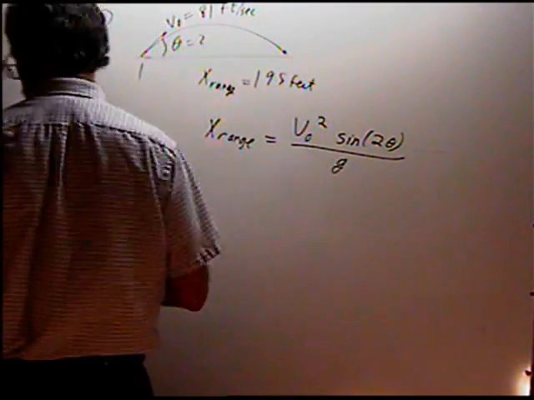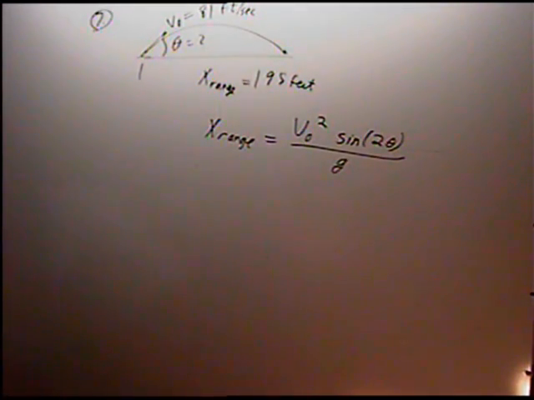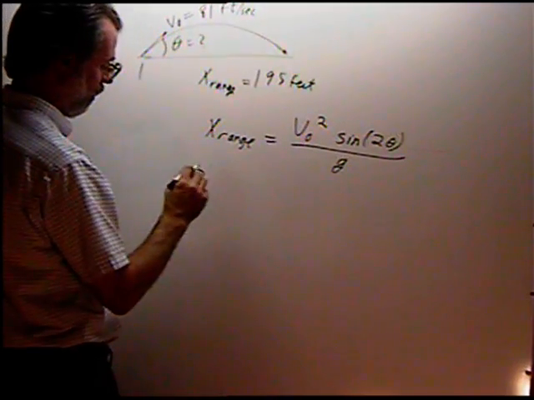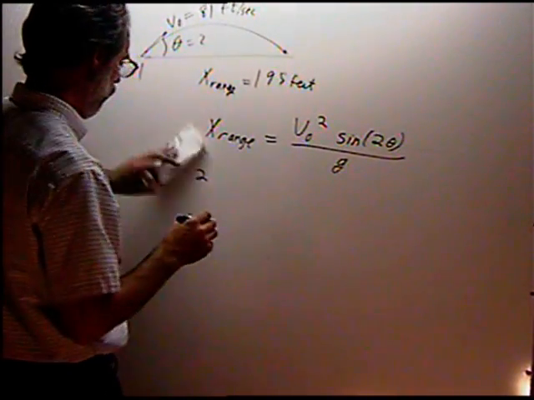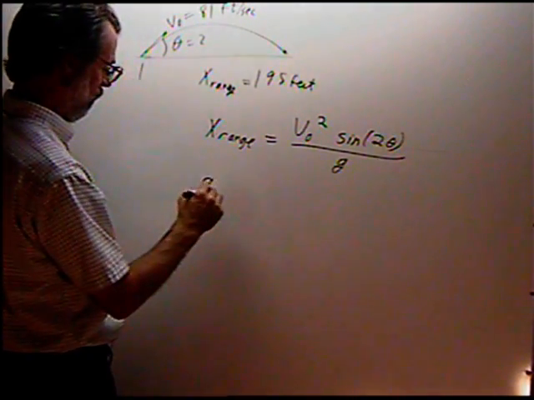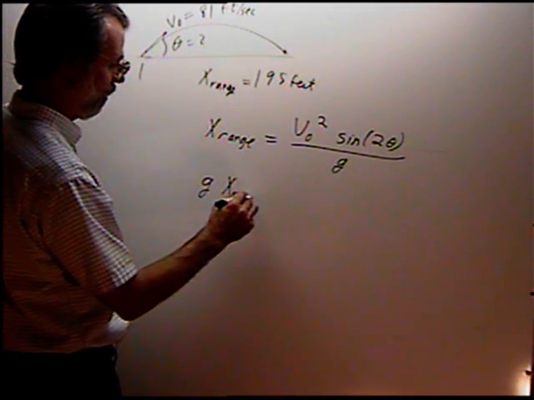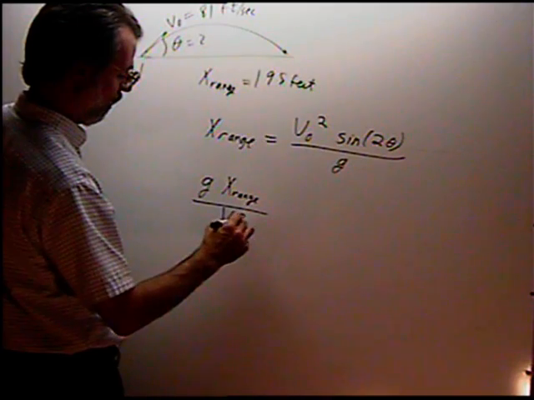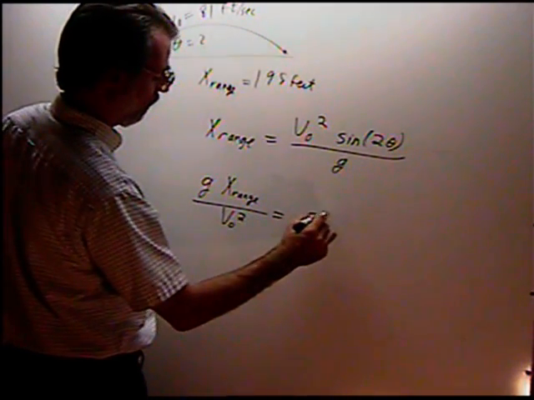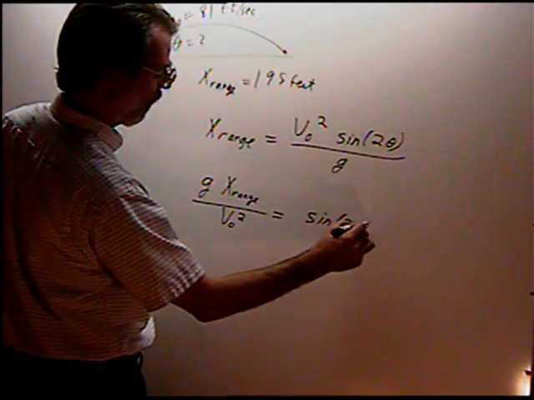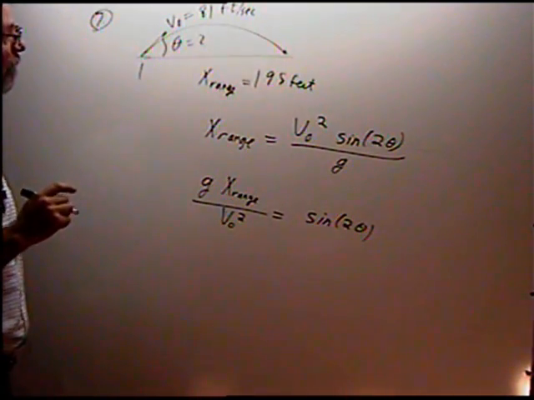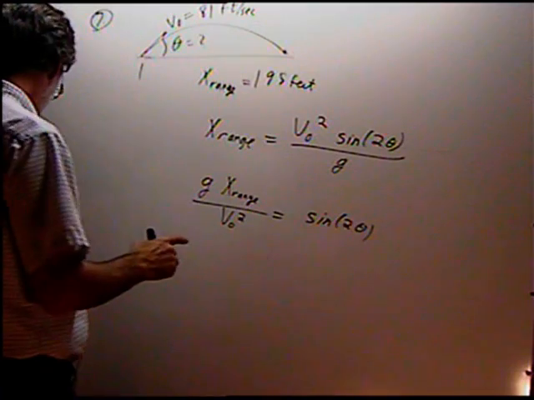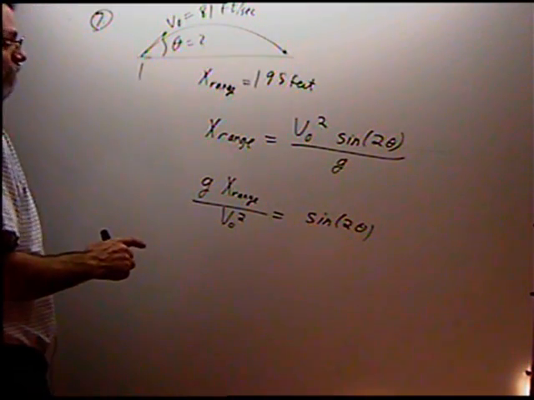Now we take that equation and we solve it for this angle. So we simply rearrange it. We say g times x range divided by v0 squared equals sine of 2 theta. Okay. So in this case, I'm going to go ahead and plug in the numbers here.